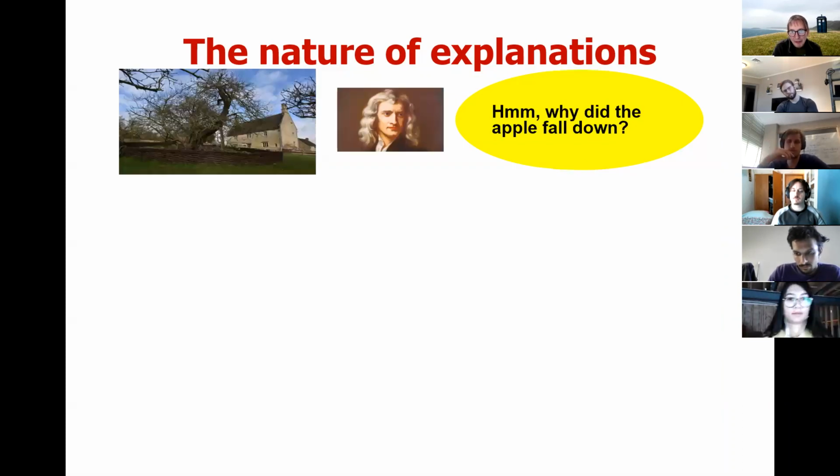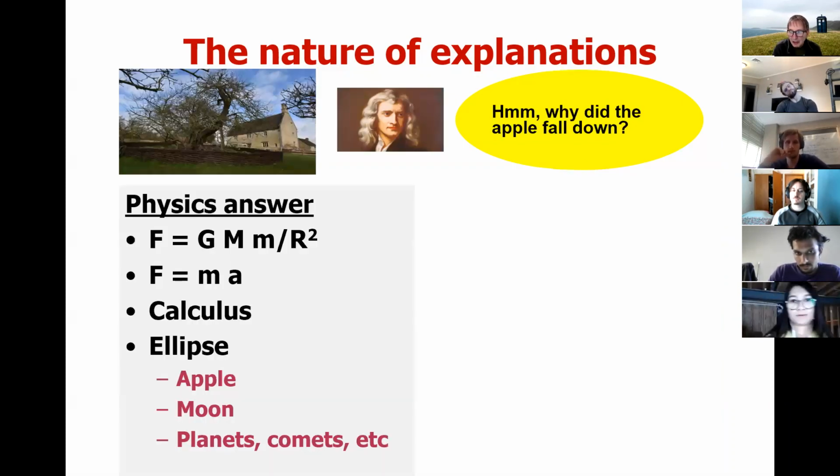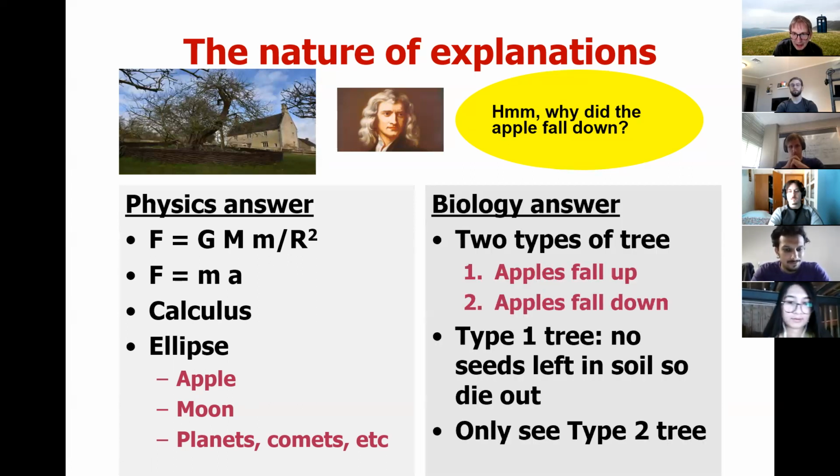So there are several different explanations that one could imagine. The physics answer is this. Well, let's make a guess for what the law of force is between two bodies. For various reasons, Newton guessed his universal law of gravitation. You write this down, you combine it with F equals ma, you do some calculus, and you predict that the result should be an ellipse, and that applies to the apple, the moon, the planets, the comets. You can make many predictions, and that works very well. So we're lucky that we're able to do it in this way.